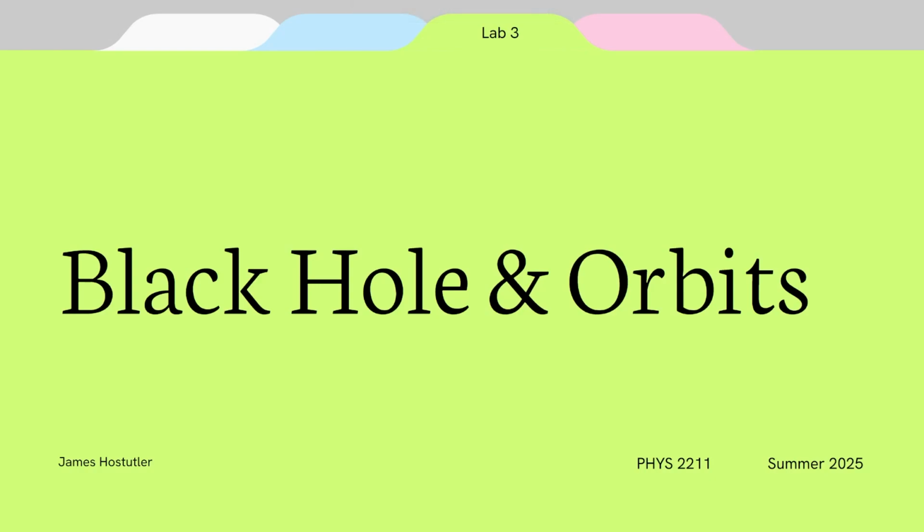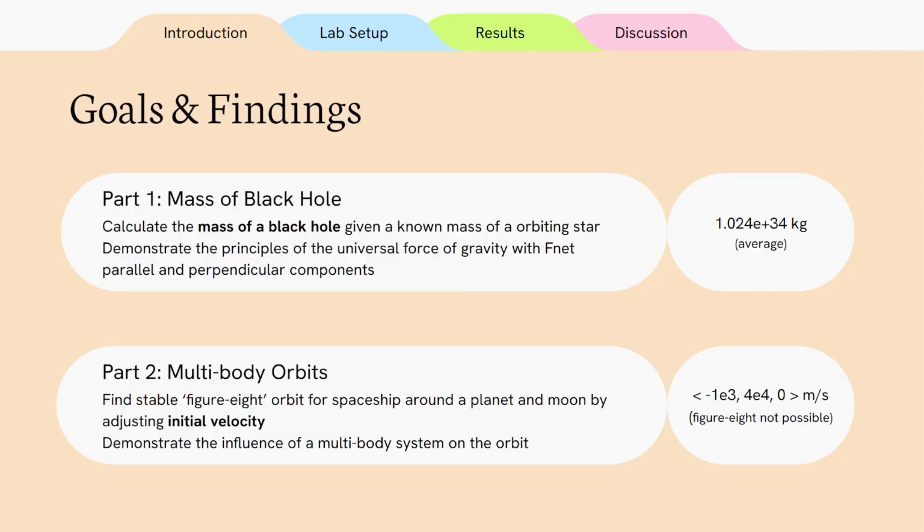Welcome to Physics 2211, Lab 3, Black Hole and Orbits. This lab is broken into two parts. Part 1 focuses on calculating the mass of a black hole given a known mass of a star and its trajectory. Part 2 explores the influence of a multibody system on the orbit of a spaceship. The goal is to find stable orbits, including a figure 8 orbit, by adjusting the initial velocity of the spaceship.